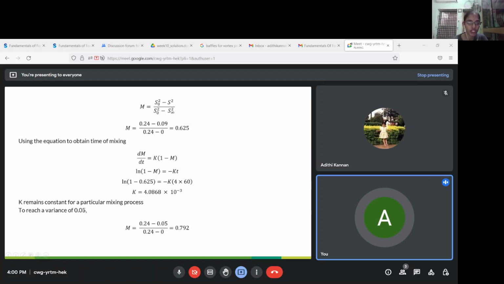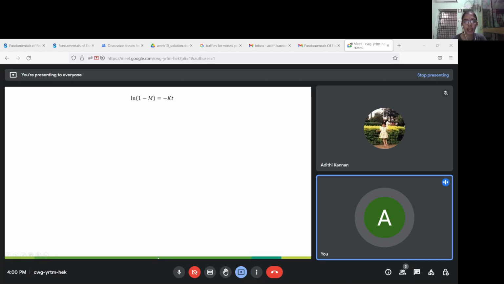So to reach a variance of 0.05, you can substitute S square as 0.05. 0.24 minus 0.05 divided by 0.24 minus 0. So your S0 and S infinity will remain the same irrespective of whatever time you are looking at, because at time t equal to 0, you will always have your variance as 0.24, and at time t equal to infinity, since you have infinite number of particles, it will always be 0. So S0 and S infinity square for a particular mixing process will remain constant, and so will k. Only thing that will be changing is S square with time. So 0.24 minus 0.05 divided by 0.24 minus 0. This will give you the mixing index of 0.792.